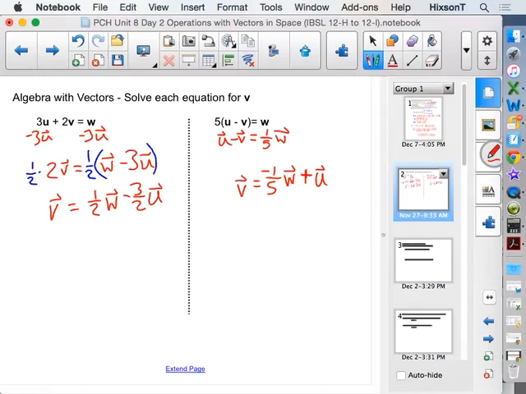Pretty straightforward? I know we haven't done that before, but I wanted to make the connection here. Now, back to a couple things we have done before. Finding unit vectors and getting a vector to have the magnitude we want it to have.